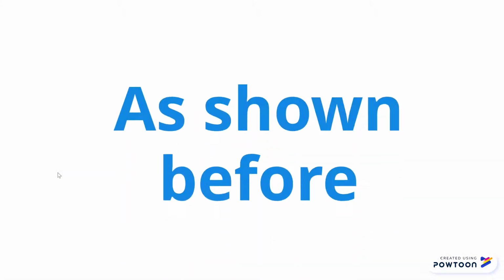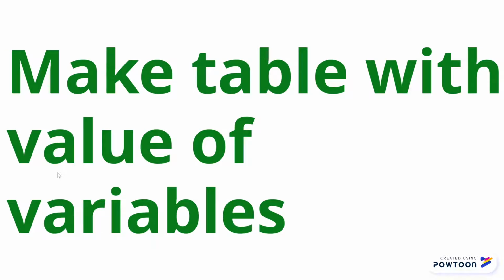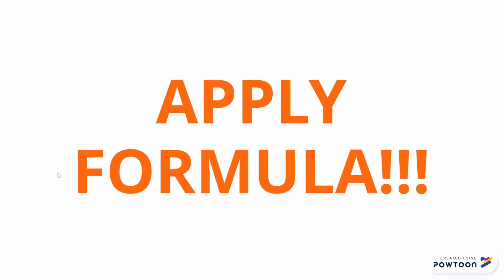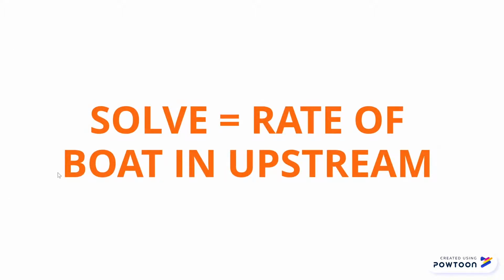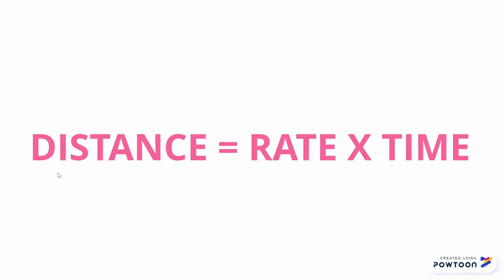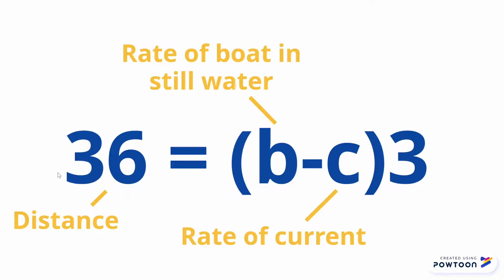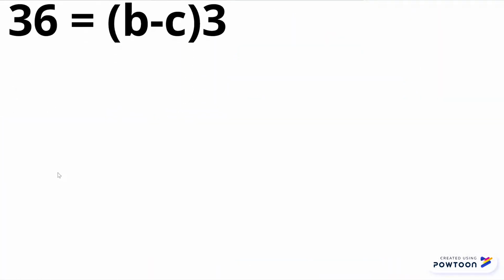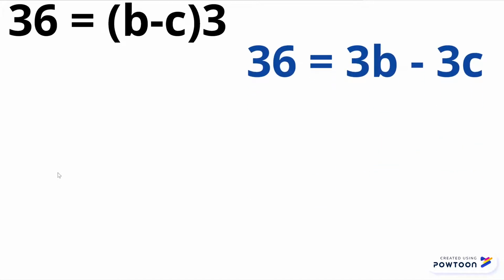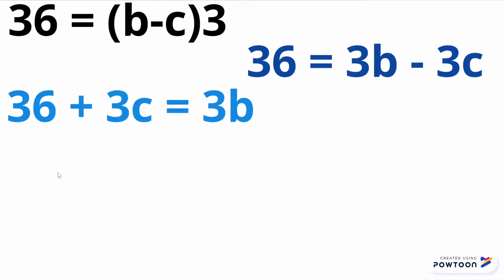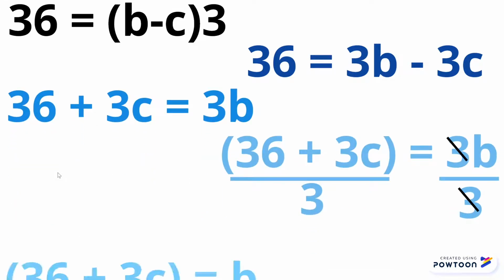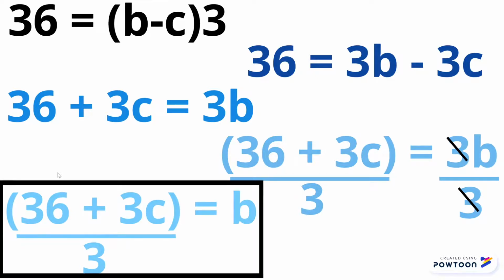First, as shown before, we make a table that shows the variables that we know the value of, and we then apply our formula. The first thing we're going to solve is the rate of the boat in the upstream. Since distance is rate multiplied by time, we put 36 kilometers is equal to the rate of the boat in still water minus the rate of the current multiplied by the time, which is 3 hours. We then expand 3 to B and C, making 36 equal to 3B minus 3C. And we just then need to transpose 3C, leaving 3B alone, and then cancel out 3 from 3B, making B equals 36 plus 3C over 3.